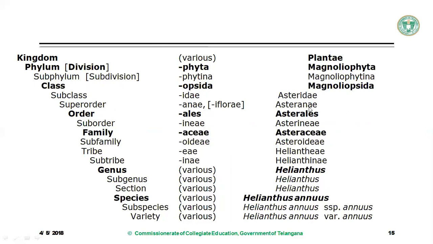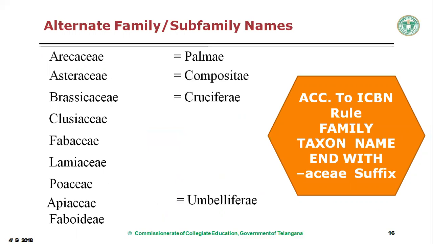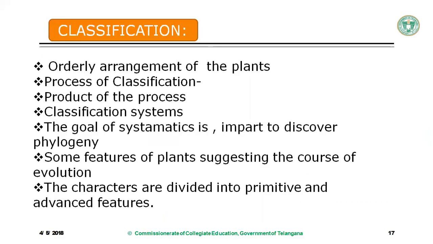In this way, genus is Helianthus, species Helianthus annuus. But according to ICBN rules, every family name ends with the -aceae suffix. But a few family names were designated based on their characteristics, but later they were changed as per the ICBN nomenclature rules.